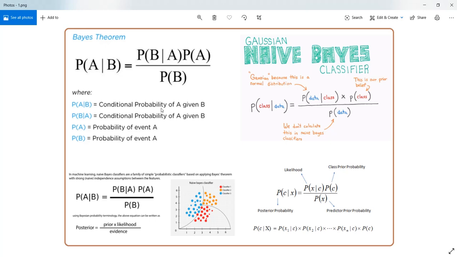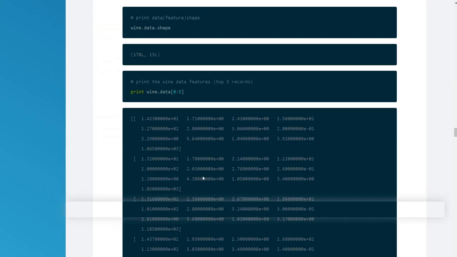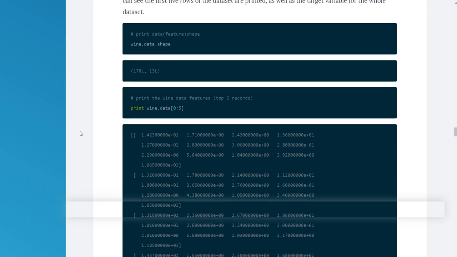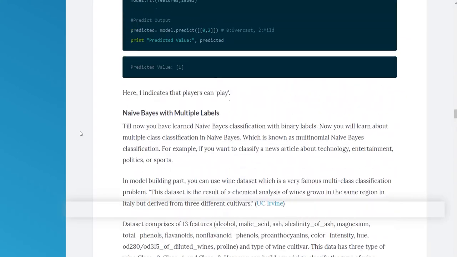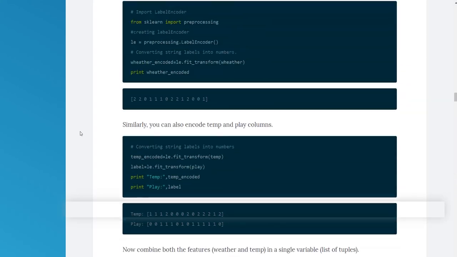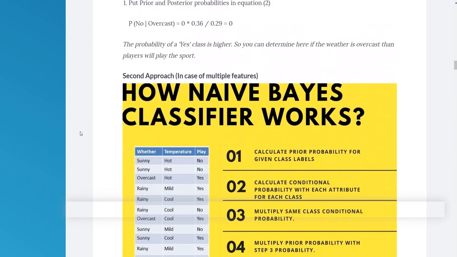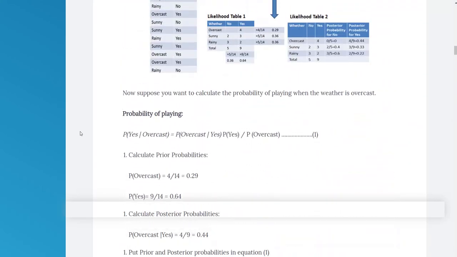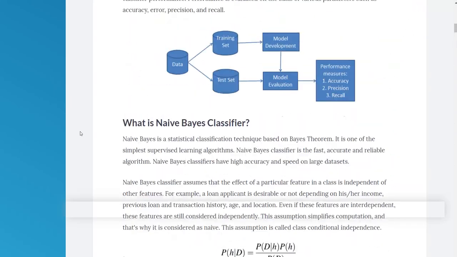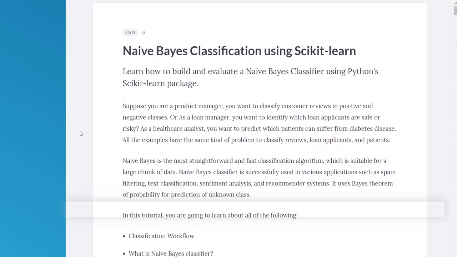I hope you have understood the Naive Bayes classifier. If not, please go through these blogs. These blogs are very helpful. They have written the documentation in such an easy manner that just by going through it, you will understand what Gaussian Naive Bayes classification is.